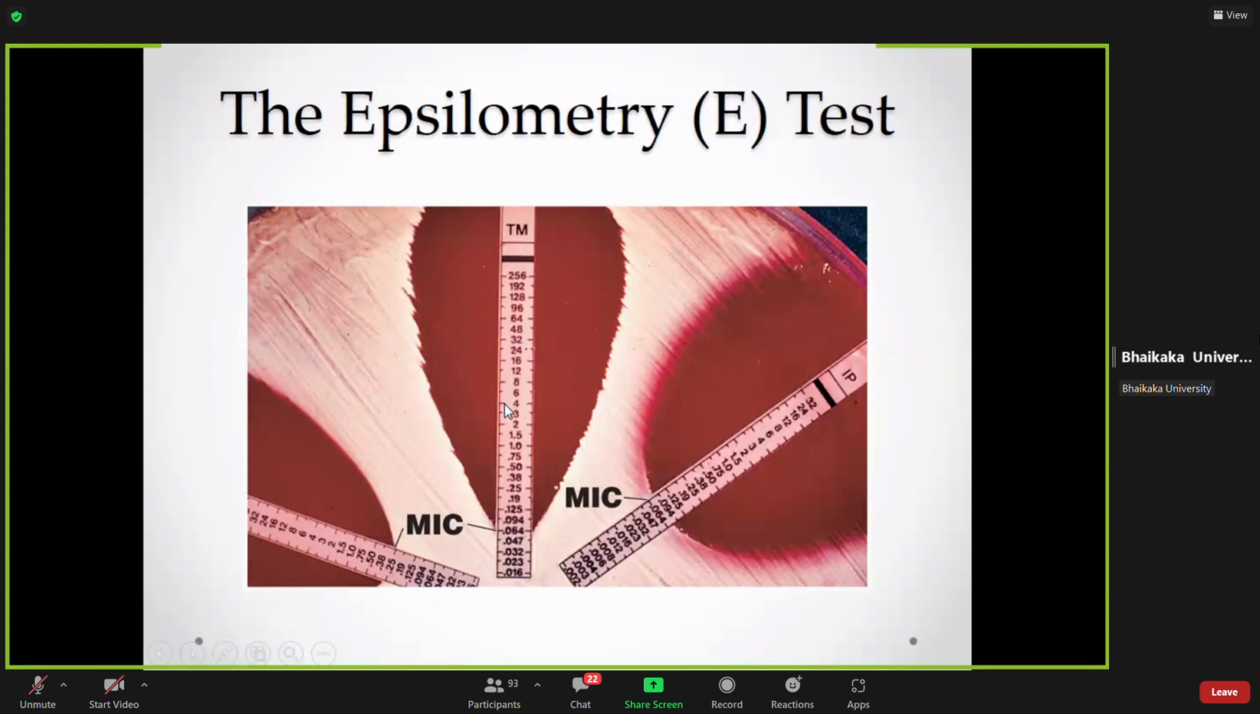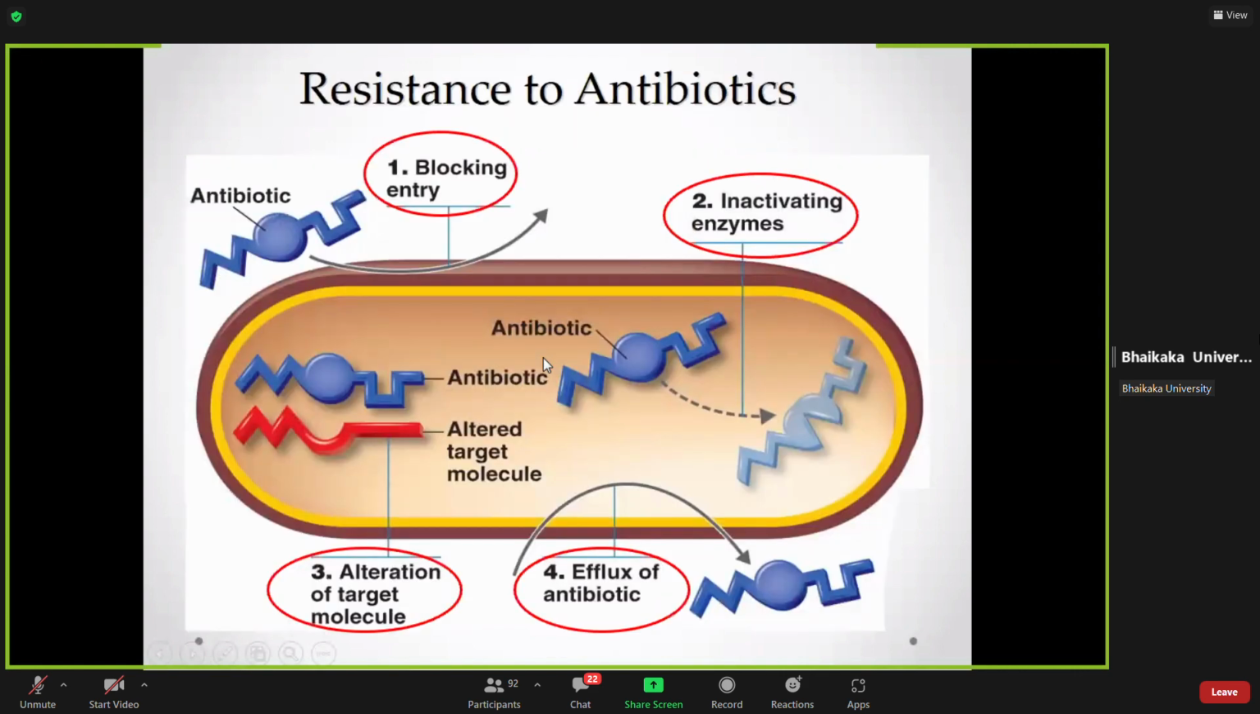After a lawn culture of the bacteria, you can apply these strips and it will inhibit the growth of the organism in a cone shape. Okay, in an ellipse shape, you can see here an ellipse shape, and wherever the growth meets the strip, the inhibition will meet a particular concentration. That concentration is considered to be the minimum inhibitory concentration of that particular antibiotic for that test organism. So this is known as the E test. Okay, now that was about antimicrobial testing.